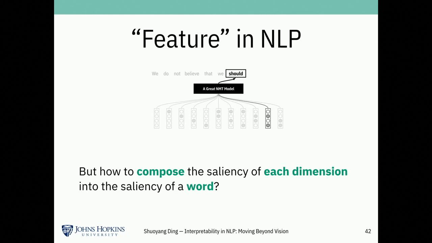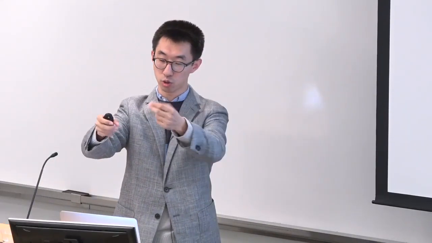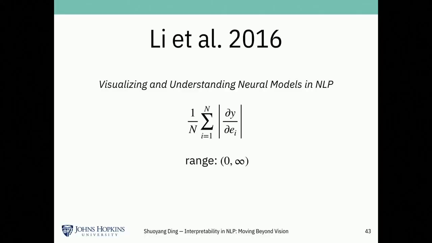So you have to do some kind of composition over the saliency score of each dimension of the word embedding to come up with the saliency of a word. How would you do that composition? Well, here's what a previous work did.